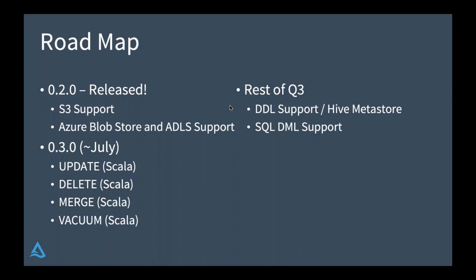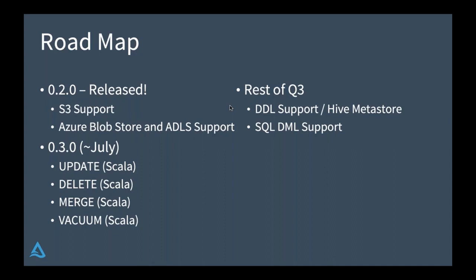A couple weeks ago, we released version 0.20 that added support for reading from S3 and also reading from Azure Blob Store and Azure Data Lake. And then this month, we are planning to do a 0.30 release that is going to add Scala APIs for update, delete, merge, and vacuum. And Python APIs will be following shortly. And then for the rest of this quarter, we have a couple things on our plan. We want to add full DDL support, so that's create table and alter table.